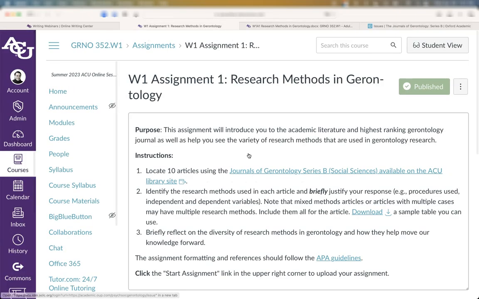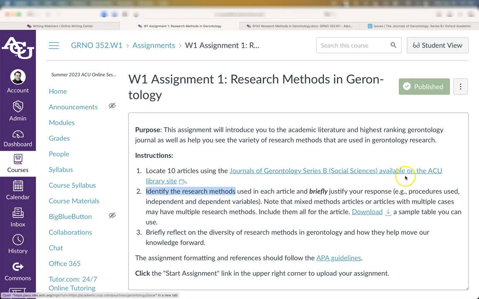So if we were to just go ahead and open up this link here, that'll take us to the ACU Online Library. And as we open that, we'll find that we have to go through our login to access this resource. Not a problem. It might take a little while, but while it's loading, let's take a look at what it's asking us to do. To locate 10 articles and identify the research methods used in each article and briefly justify your response.